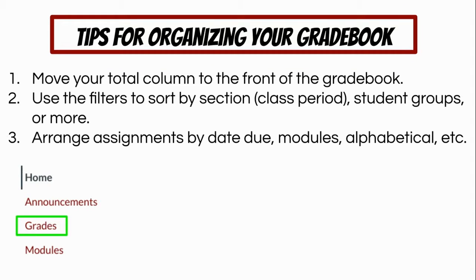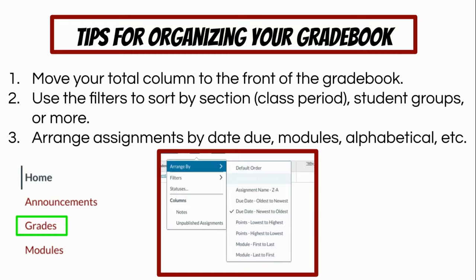Here's some tips for organizing your gradebook. First, you can move your totals column from the back to the front by selecting the 3 dots on that column. You can also use several filters to sort by section, by class period, by student groups, you can even sort by modules, which is really nice if you're trying to grade all of the different assessments that you've done in a single week. And you can arrange by assignment dates, modules, like I said, and alphabetical. Playing with these filters here really can help customize the gradebook and make it really accessible and even faster to grade the work that you're doing with your students.